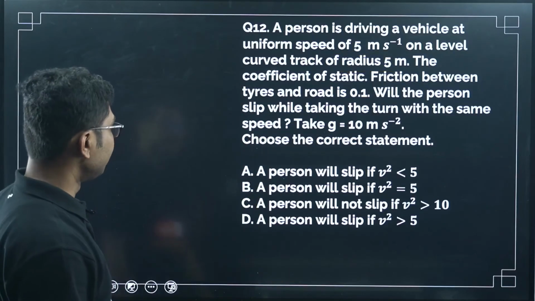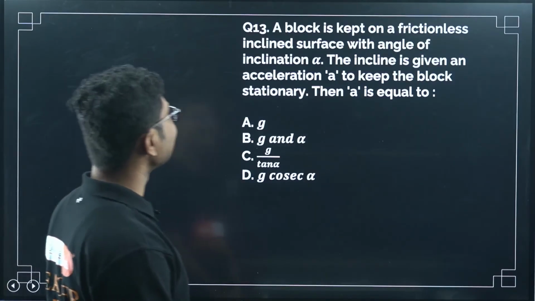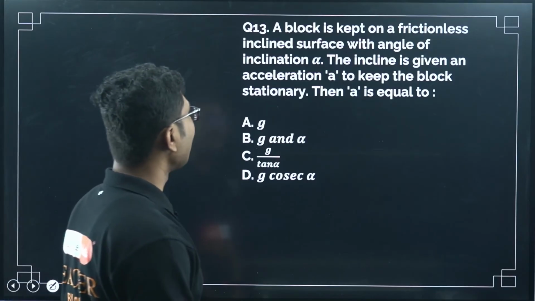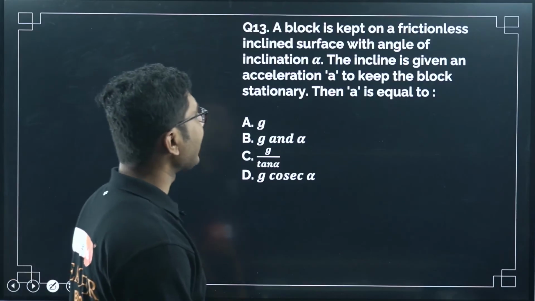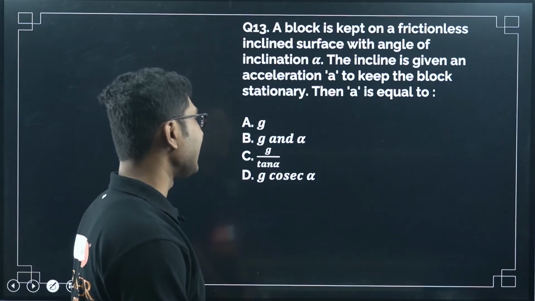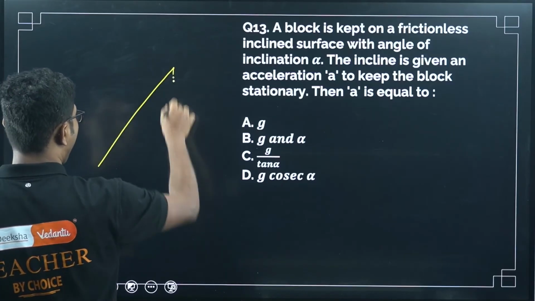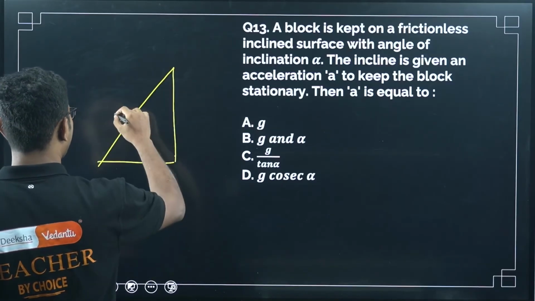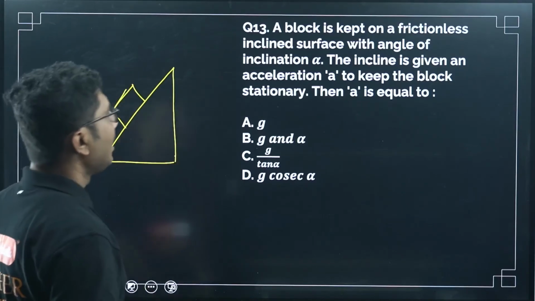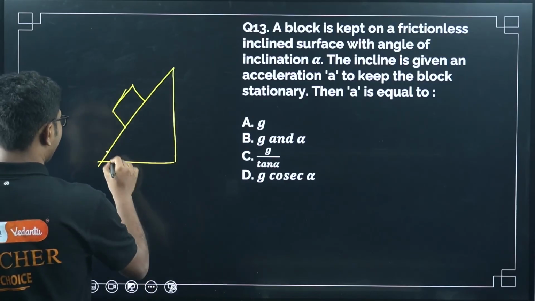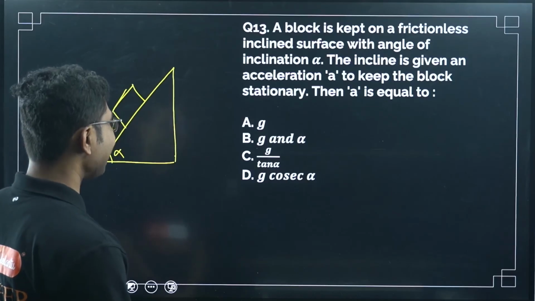Now next question. A block is kept on a frictionless inclined surface with an angle of inclination alpha. The incline is given an acceleration a to keep the block stationary, then a is equals to? So a block is kept on an incline. Angle of inclination is alpha. Now the incline is given an acceleration a.